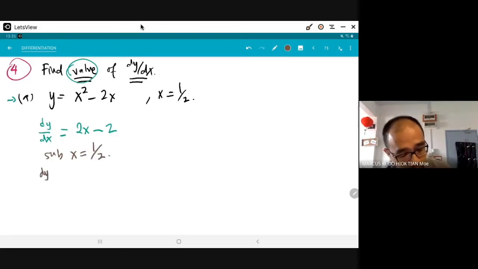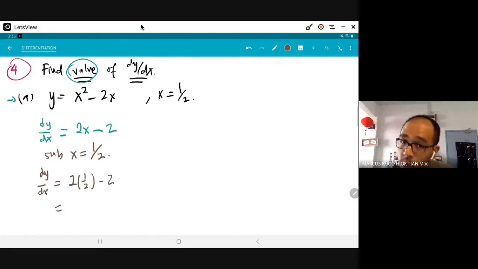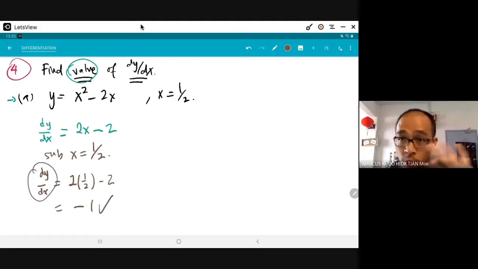So you get the value of dy dx equals to 2 times 1 over 2 minus 2, which will give you... Come on, last step. Jangan kau salah di negative sini ya. Okay, negative 1. So the value of dy dx can be negative, can be positive. No problem. It can even be 0.